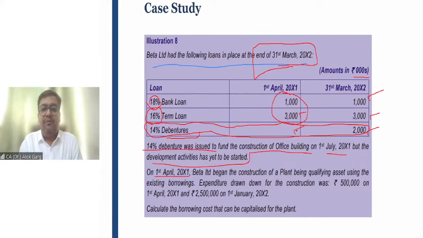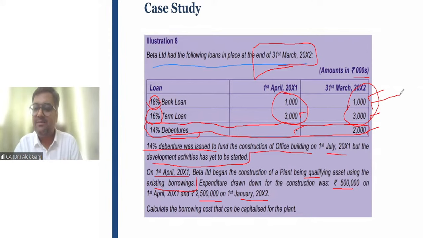On 1st April 2001, Beta Limited began the construction of a plant, being a qualifying asset, using the existing borrowings. Existing borrowings means 3,000 and 1,000, this one, right? And when they started the construction on 1st April 2001, expenditure drawn down for the construction was 5 lakh rupees on 1st April 2001, and 25 lakh rupees on 1st January 2002. So 25 plus 5, 30 lakh. So already this 30 lakh rupees has been completed.